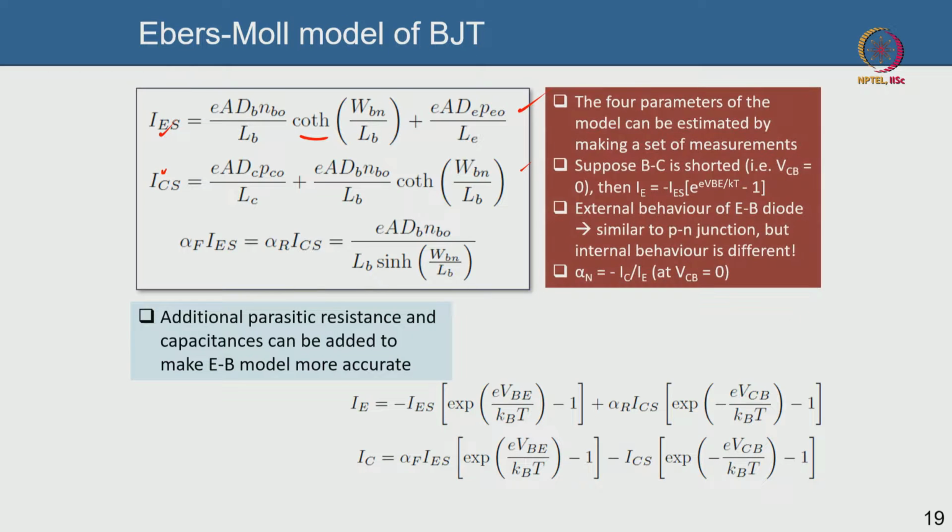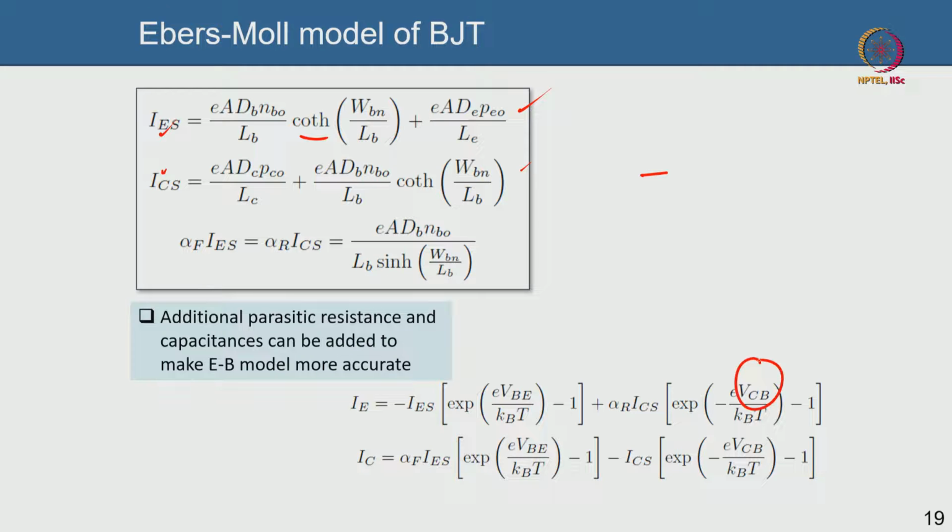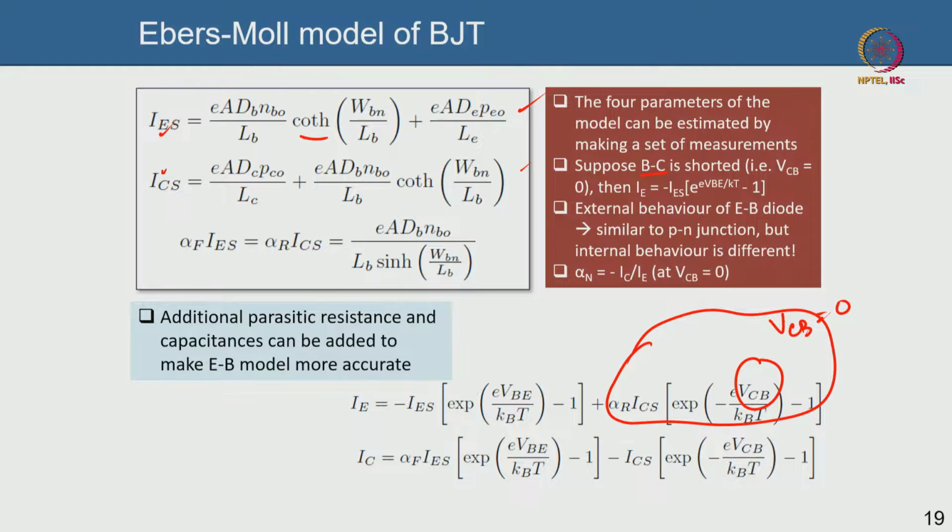So the way you find out these different quantities, alpha S, alpha F, alpha R, for instance, you can short the base collector diode. If you short the base collector diode, what will happen? VCB is 0. E to the power 0 is 1. 1 minus 1 is 0. So this quantity goes. If you short the base and collector, then your emitter current is purely based on this, right? And your collector current is purely based on this.